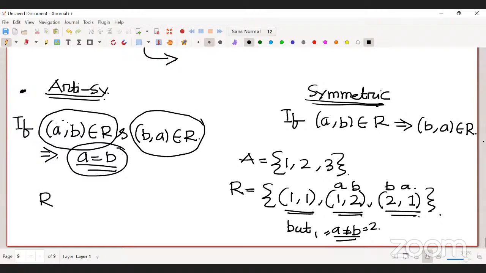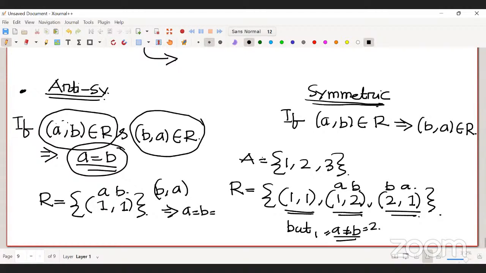So that's why R is a symmetric relation, but not an anti-symmetric relation. Now, what about this relation? It is anti-symmetric, because anti-symmetry says that if A comma B is in R and B comma A is in R, then A has to be equal to B. Here A comma B is in R, and if I flip it, B comma A is also in R, and it satisfies the third condition, that A is equal to B, which is equal to 1.